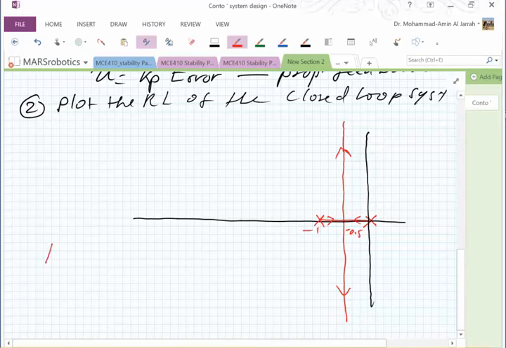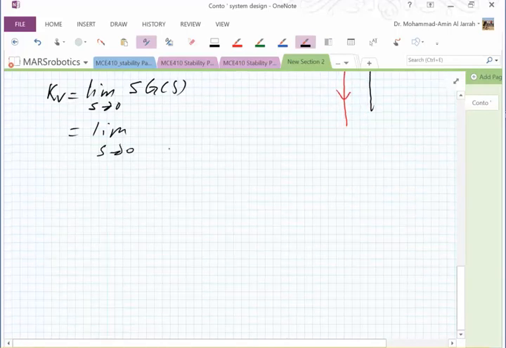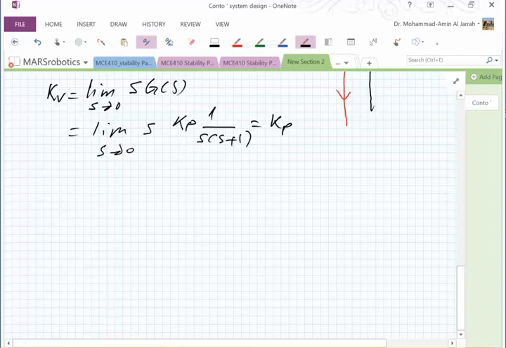The steady state performance, KV. So step number 3. We did plot the root locus, now check the steady state performance. Since here we are given a ramp input, we need to calculate KV, which is the limit as s goes to 0 of s times G(s). G is the forward path, right? So this is the limit of s times Kp times 1 over s times (s plus 1), which is equal to Kp, right?